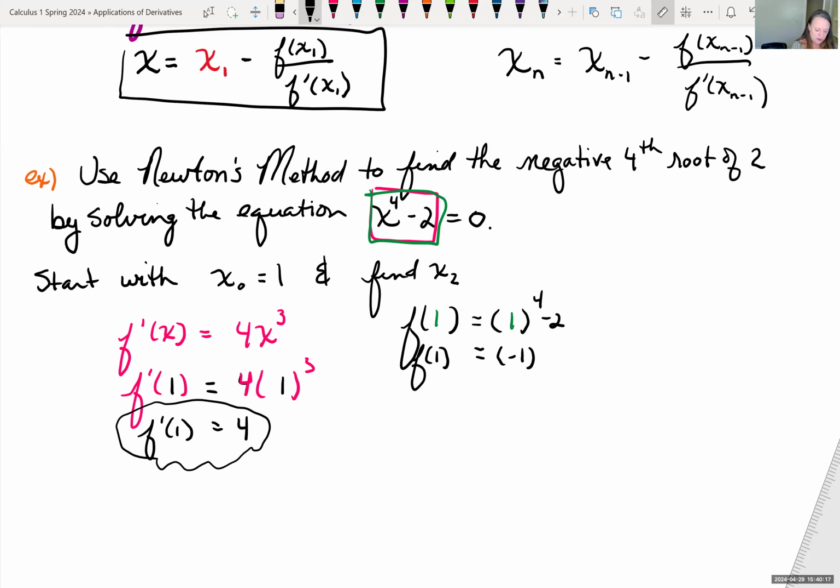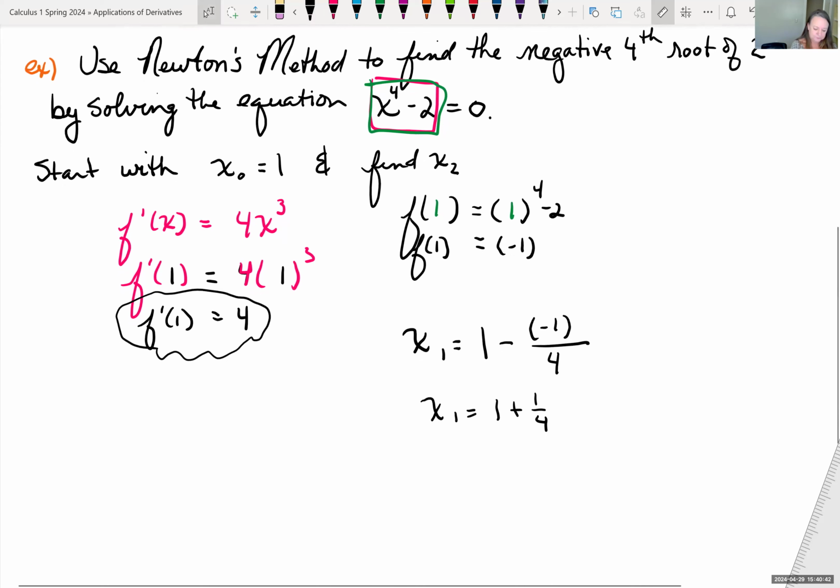So by this rule, my x of 1 is equal to my x of 0, which we were given as 1, minus f of 1. Well, f of 1 we found was -1, all over f prime of 1, which we found to be 4. So x of 1 is going to be 1 plus 1/4. So I find that x of 1, getting a common denominator, 4/4 plus 1/4 is 5/4.